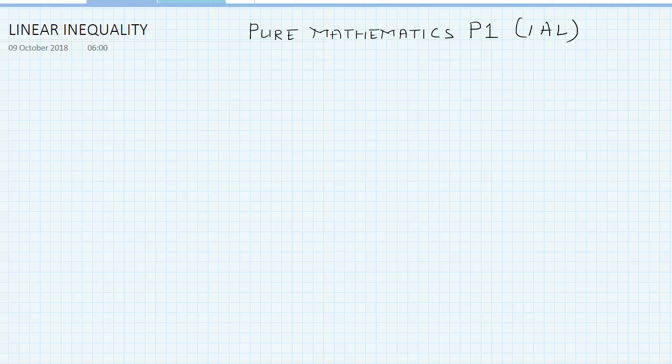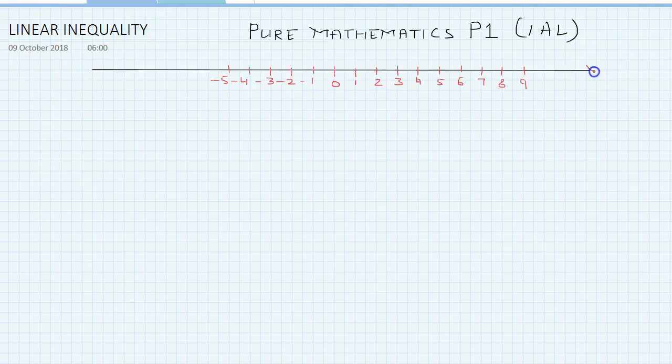Hello everybody, today we are going to learn about linear inequalities under the pure mathematics P1 for international A level. So this one is a number line. This is the 0, 1, 2, 3 positive side, and this is the negative side. Number line is used to represent inequalities.